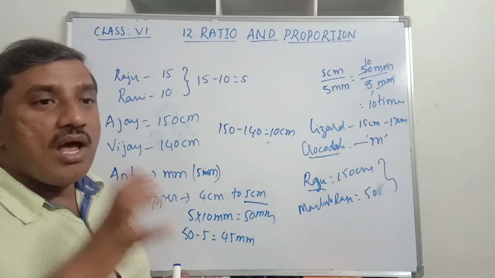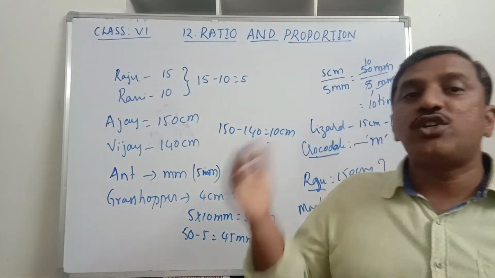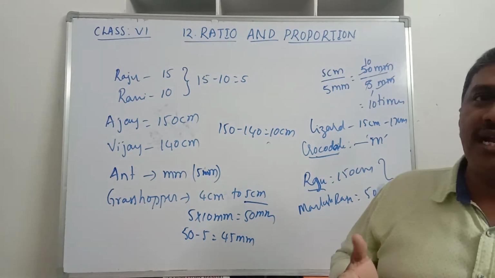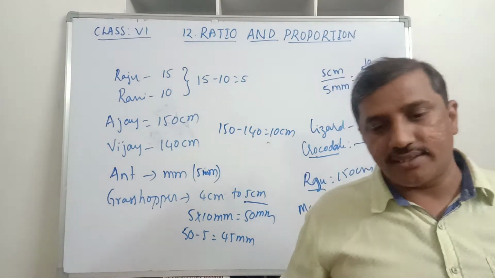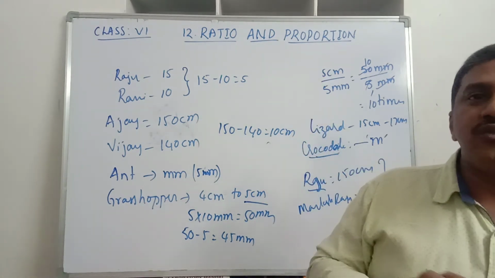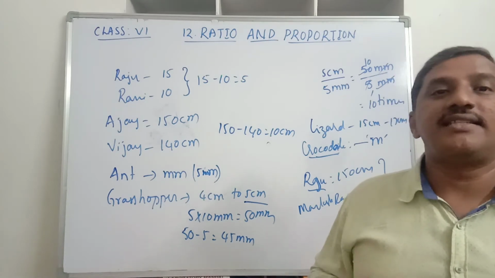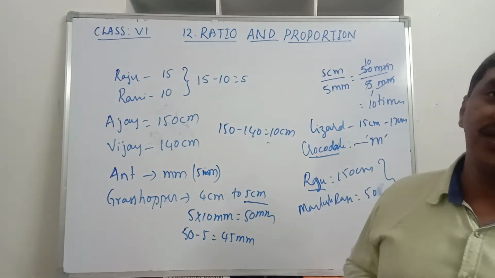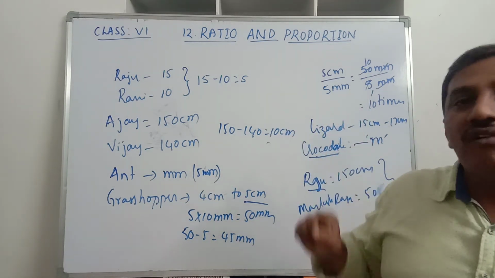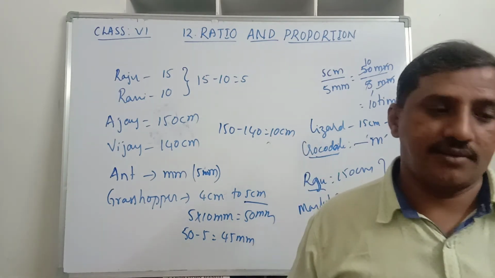What is ratio? Comparing two or more than two quantities by division. How should they be? They should be of similar quantities and with the same units. So ratio is defined as the comparison of two or more than two similar quantities with the same units. Is it clear, children? The introduction of the ratio. Now we will discuss how to find the ratio, its definition, and some examples.